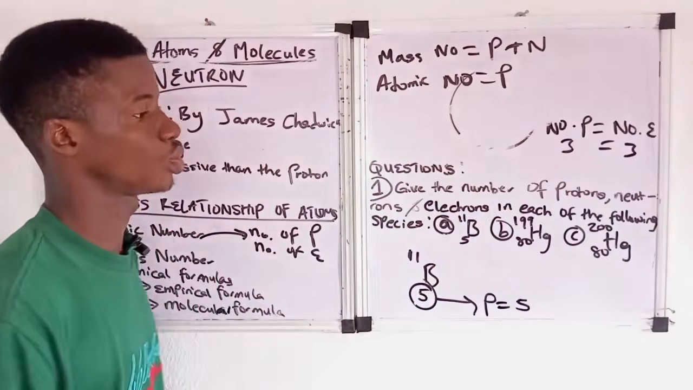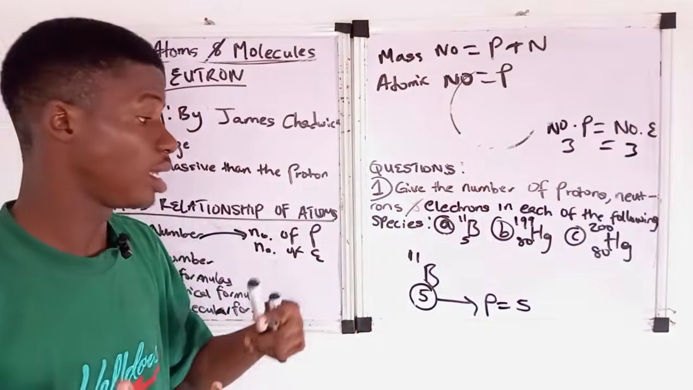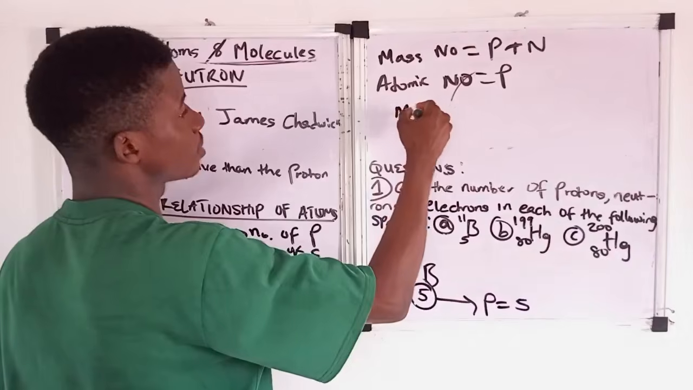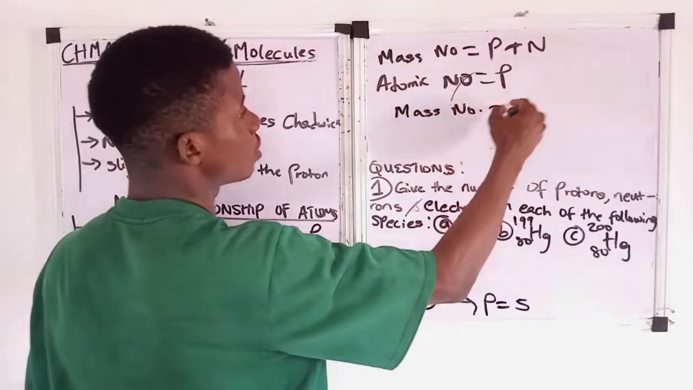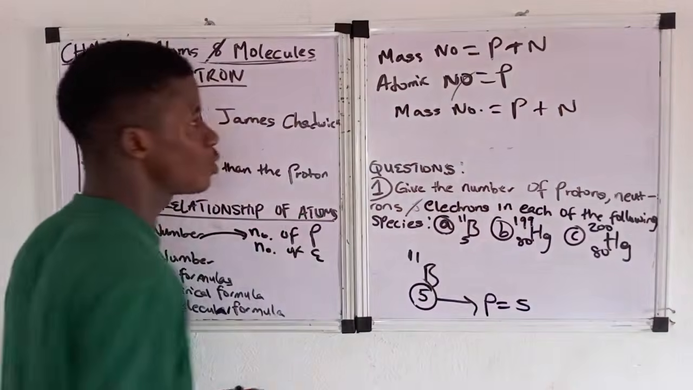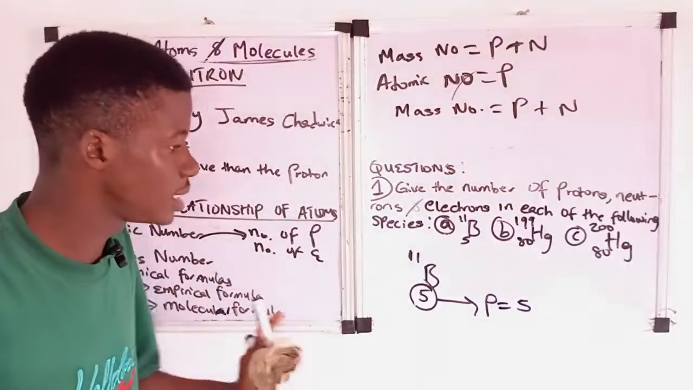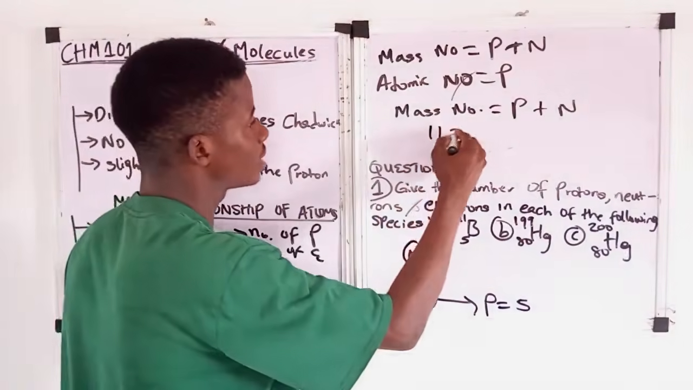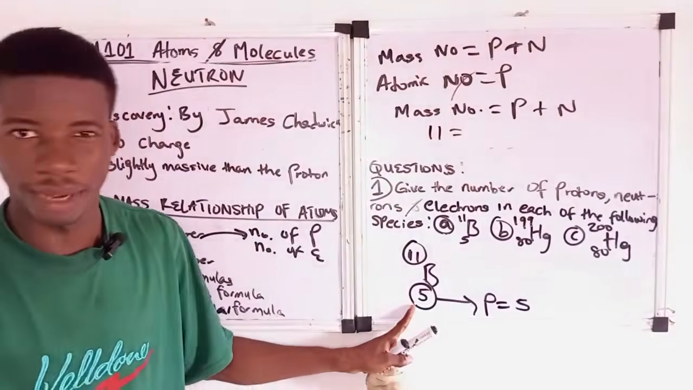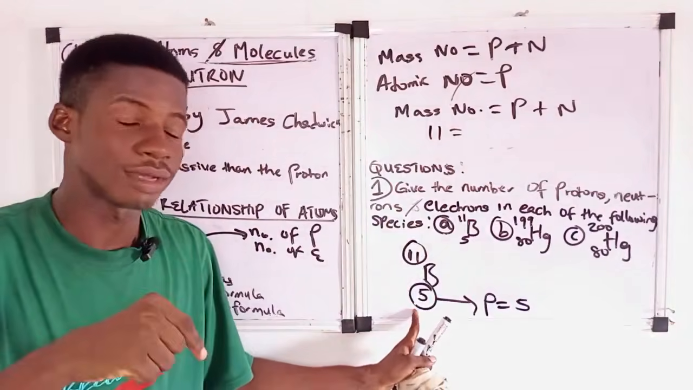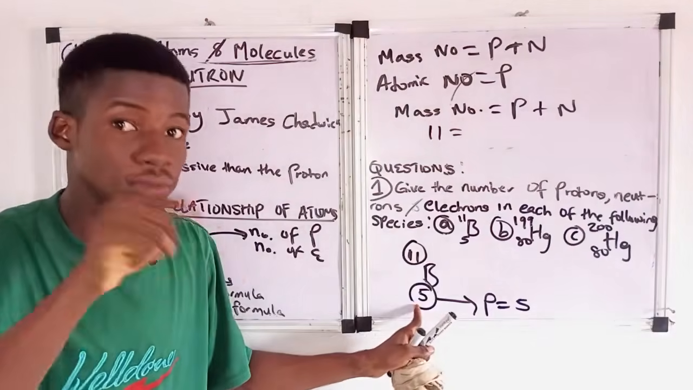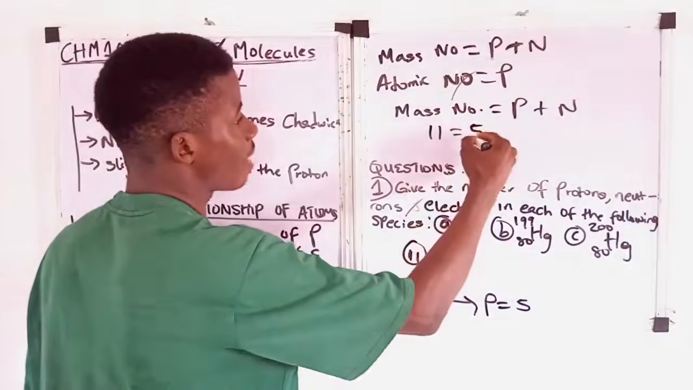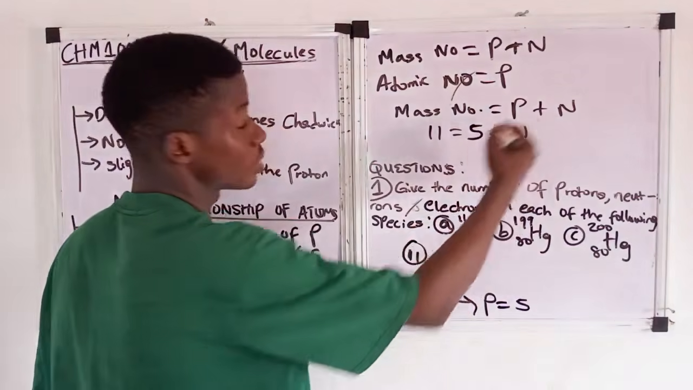Now what about the neutron? How can you calculate the neutrons in this atom? It's very easy, okay? Remember, mass number equals proton plus neutron, right? Now where is the mass number in the symbol of an element? This is the mass number, right? So the mass number in this element is 11, right? Now what about the proton number? This is the proton number, which is the atomic number, the number of protons in an atom, right? So this is the proton number, which is 5, then plus neutron. That's what we are looking for, right?